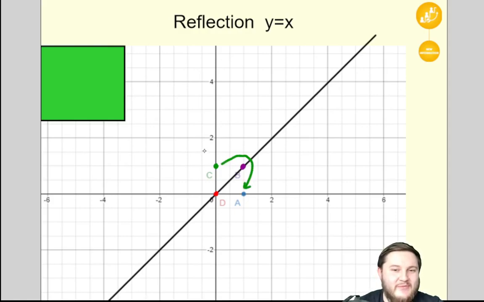So C goes from being 0, 1 to now being 1, 0. And similarly, A actually lands where C is. It lands on the other side. So A goes from being 1, 0 to being 0, 1.